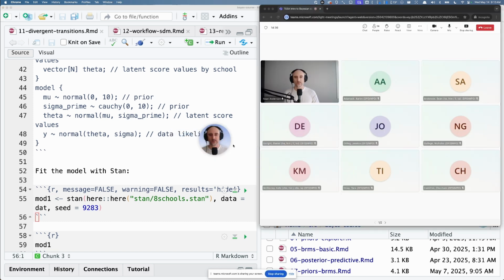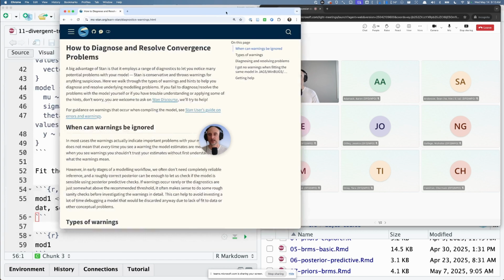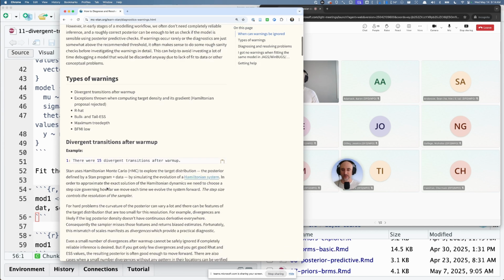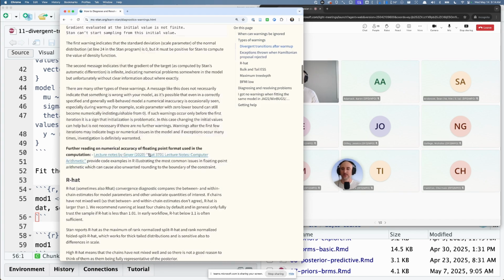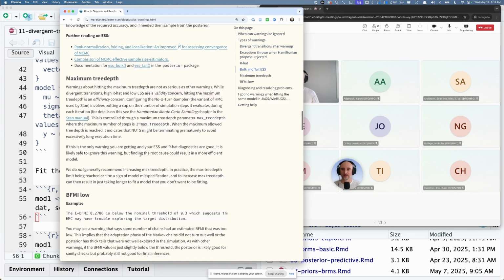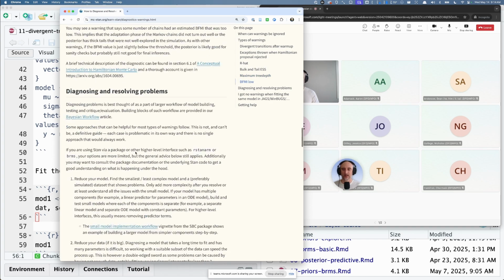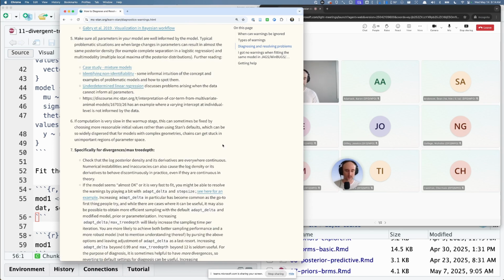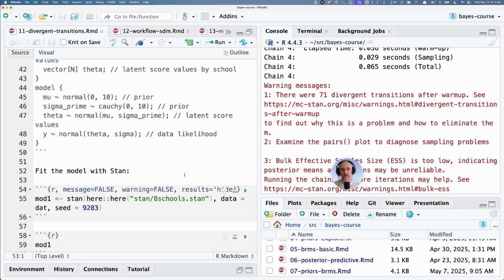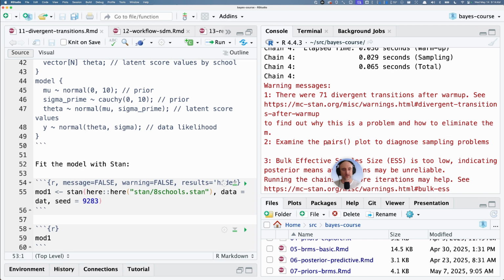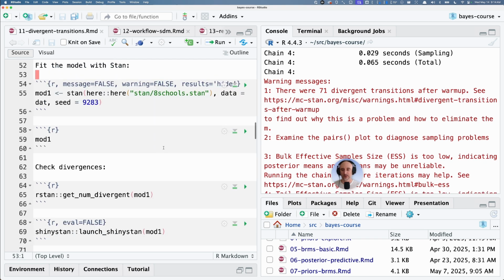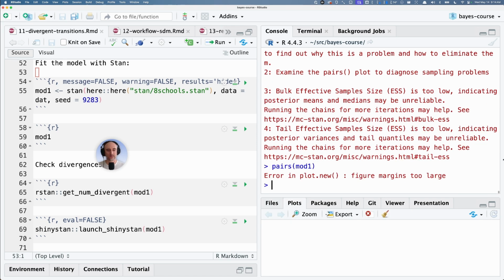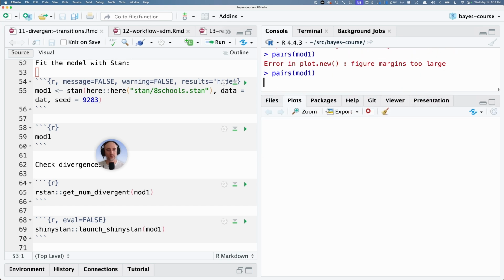This is a very useful website that it is worth going to. It has a lot more than just divergent transitions, but it describes divergent transitions. But it also describes all the other types of warnings that you might get, what they mean, how you might fix them and how concerning they are. So it also suggests that you could use the pairs plot to diagnose the sampling problem. And if we did that on pairs of mod 1, make our figure size bigger.